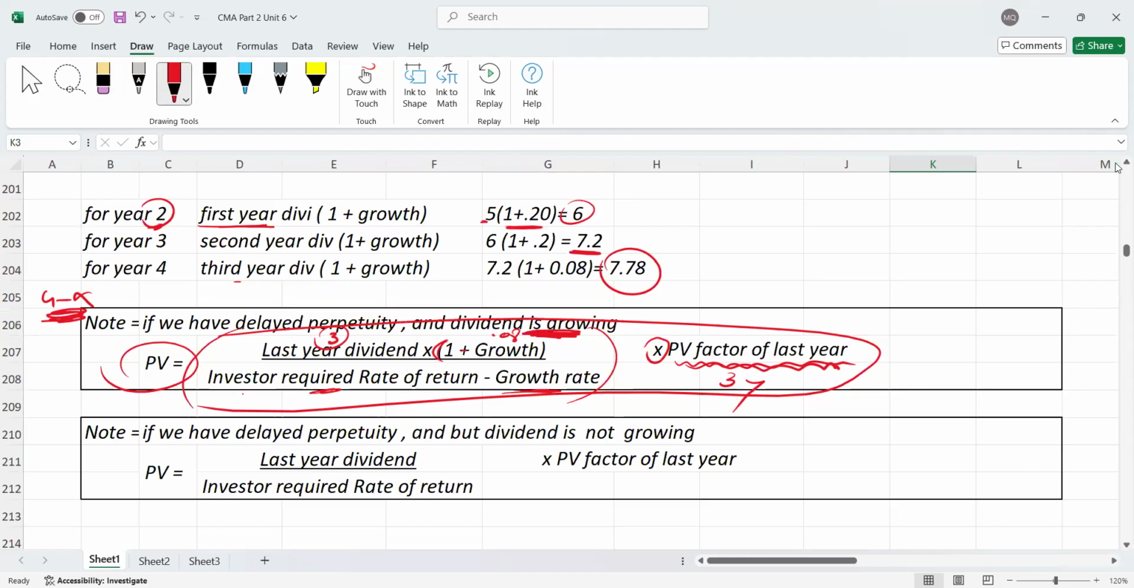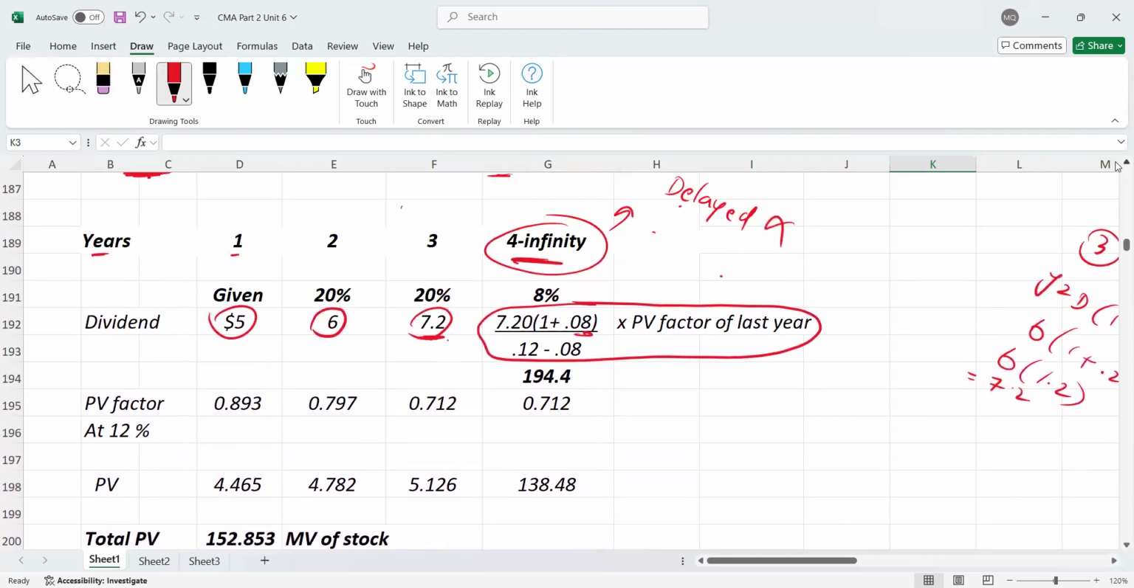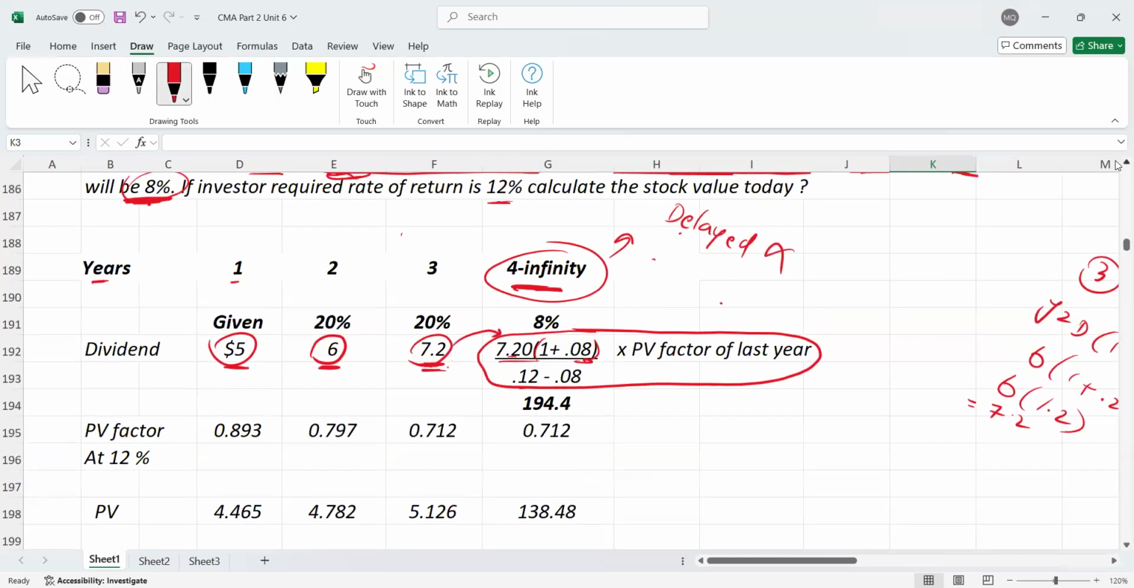So here we go. Now, guys, this is what we will do. First we will write cash flows. It was $5 in year one, $6 in year two, $7.2 in year three, and from year four to infinity, because it's a delayed perpetuity, I'll apply the complete formula. Last year dividend, which will be 7.2 into 1 plus growth, because now growth is 8%, divided by investor required rate of return, which is 12% given in the question.